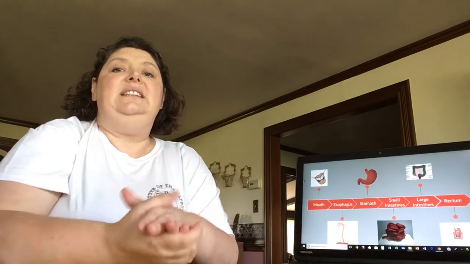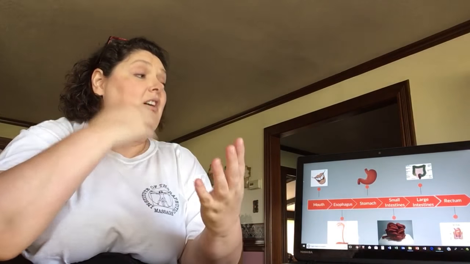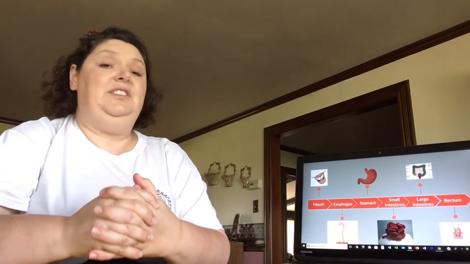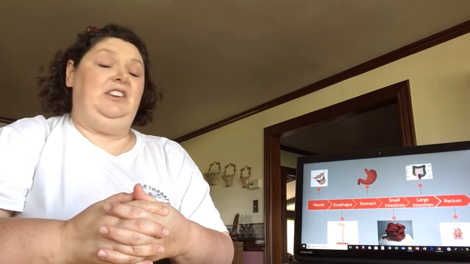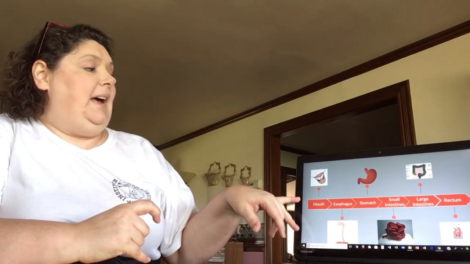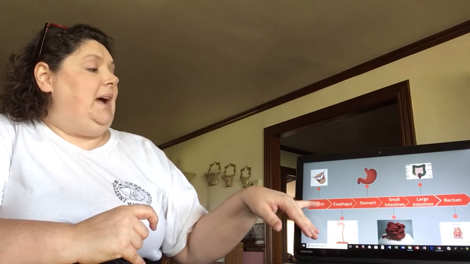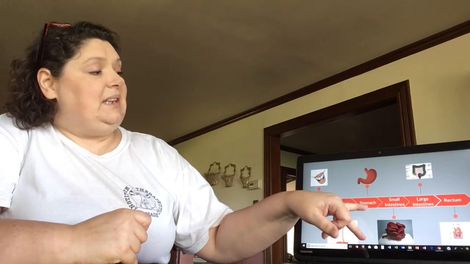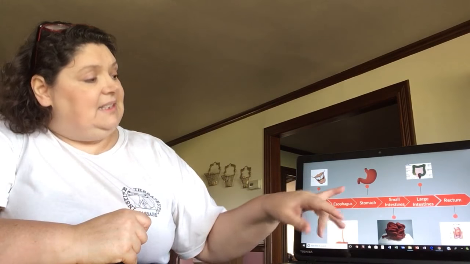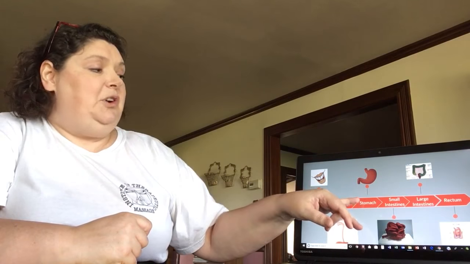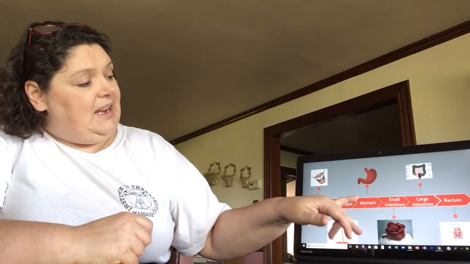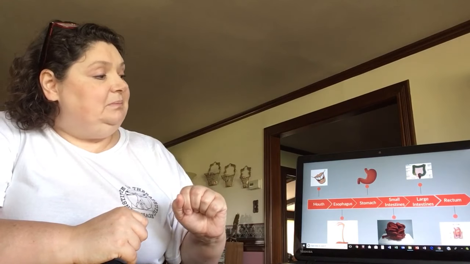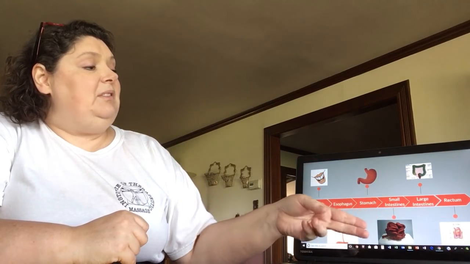What we have here is a little idea of this tube that we call the alimentary canal. It starts again with the mouth, and through the mouth, the food mass is going to go through the esophagus into our stomach. The stomach is going to grind that food up with the acids, and it's going to be the liquid sent into our small intestines.